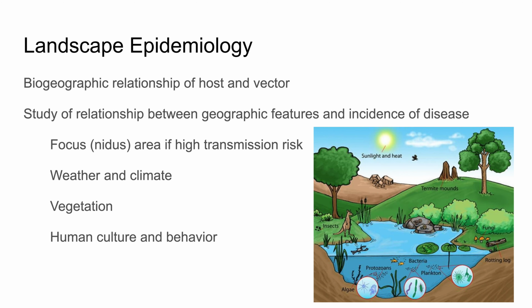Finally, we have the landscape epidemiology, and here in landscape, we're looking at the biogeographic relationship between a host and vector. So we're looking at a relationship between the host, the vector, and how the environment affects that. We study the relationship between geographic features and the incidence of disease, so this would be extra rainfall during rainy season. Here in Florida, we have a rainy season. So weather and climate. A focus area if there's a high transmission risk.